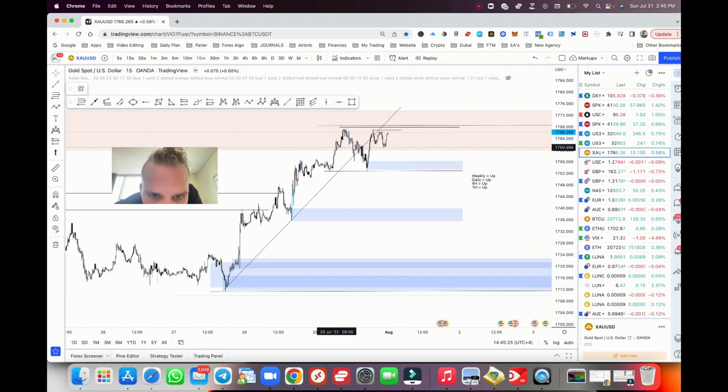On the 15-minute, we've got a change of character. Look, we had a break of structure here on the 15-minute. We had a push up, break of structure, and then we've actually had a break. Oh, that's not very straight, is it? I had a break of structure down there.